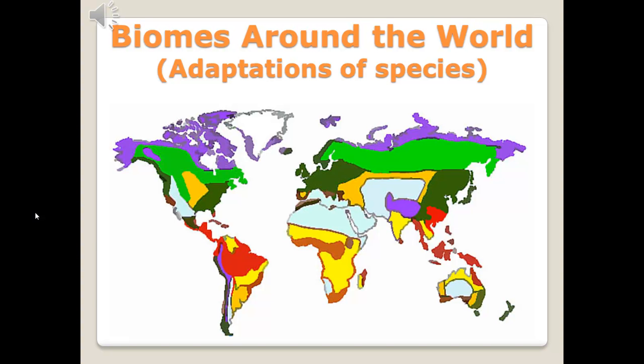You're going to be asked to be able to identify some native plant and animal species and make the connection. What adaptations do these particular plants and animals have which allows them to survive and thrive in the particular biomes?